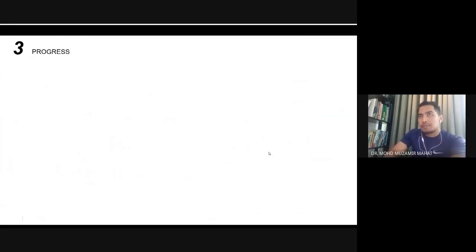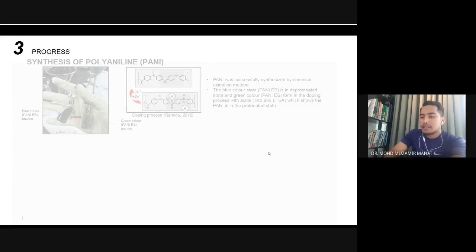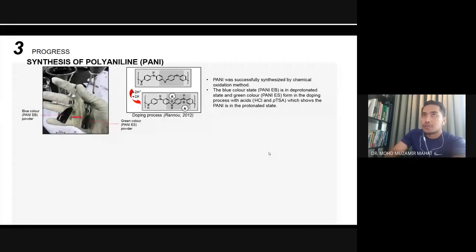In our group, some progress has been conducted by my team. So what we did was we synthesized polyaniline. This is like a continuity of my PhD work, but I focus on fabrics because fabrics are flexible. Polyaniline can work as non-conductive or conductive. Green is the conductive one, non-conductive one is the blue. So the state of the color represents the chemical state.